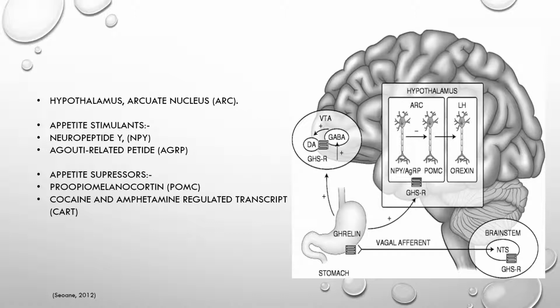Once the hypothalamus receives a hunger signal through its cells, NPY and AGRP peptides are increased. This causes increased motility and digestion within the GI tract.